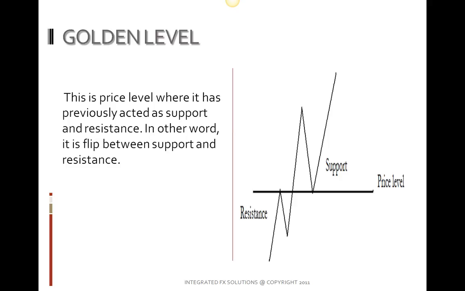What is golden level? Golden level is a price level where it has previously acted as support and resistance. In other words, it takes a flip between support and resistance. It's a point where support turned resistance.